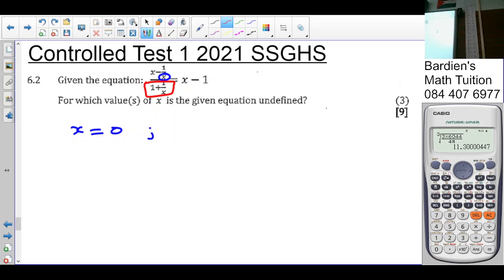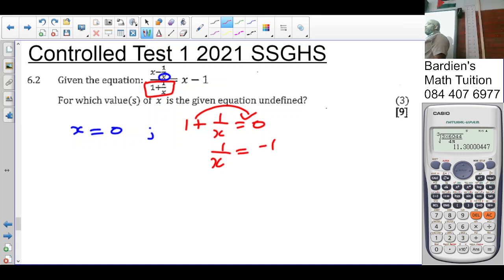Alright. So we can say it's when x plus 1 over x is also equal to 0. So the LCM: we first take it over, so it's 1 over x is equal to negative 1. So we can make a fraction on either side of the equal sign, so we can cross multiply. 1 times 1 is 1, 1 times negative x is negative x.